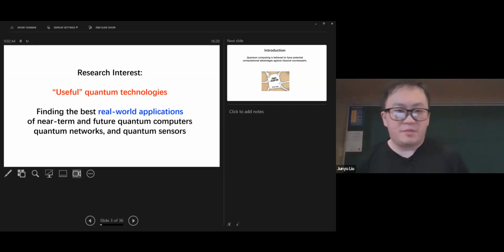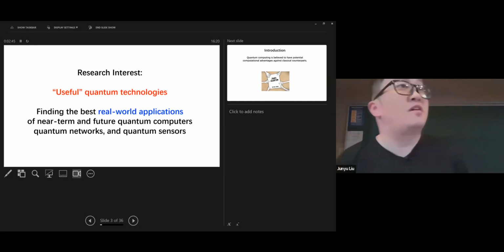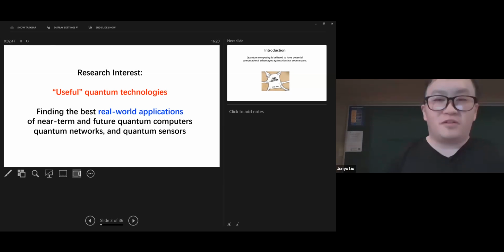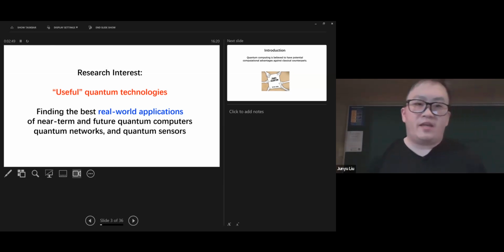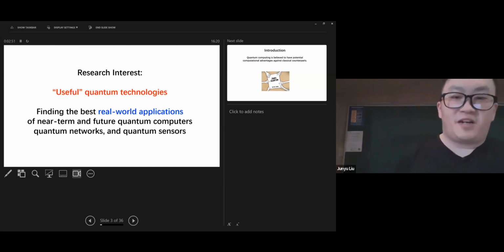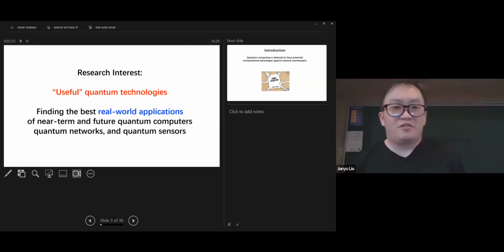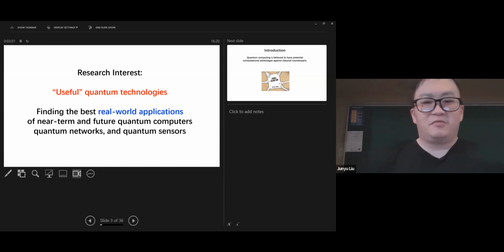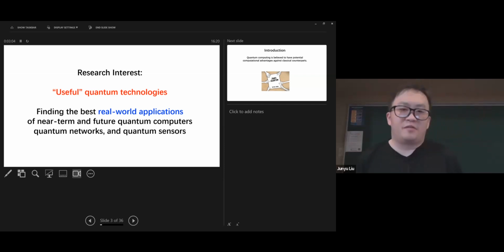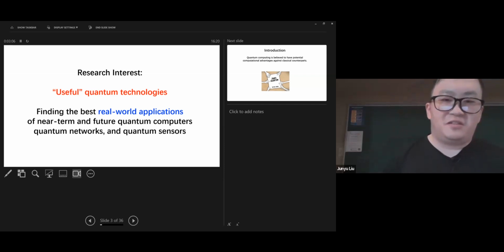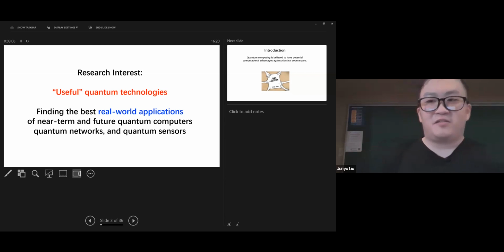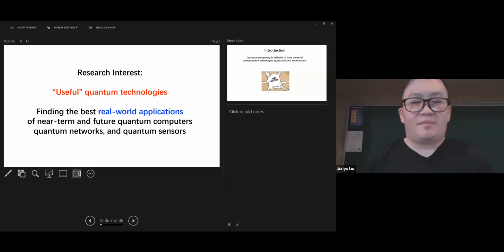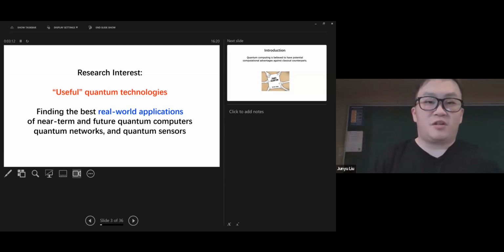The best real-world application of near-term and future quantum computers, quantum networks, and quantum sensors. And at the same time, I'm also very interested in illustrating the boundary between quantum and classical. Especially if we want to claim something about quantum advantage, we sometimes need to be careful to make sure that it is not outperformed by some classical algorithms. So those could summarize my research interest.